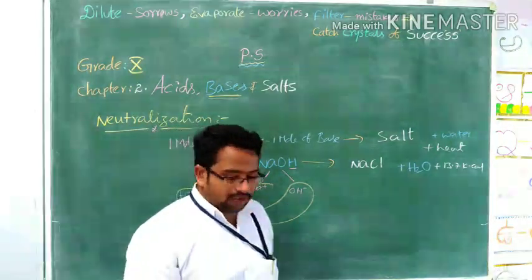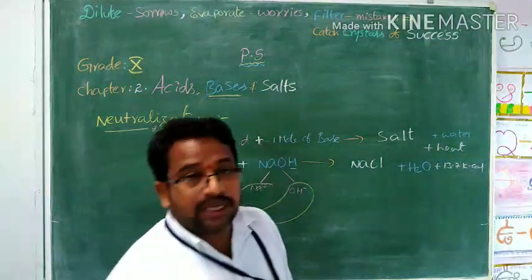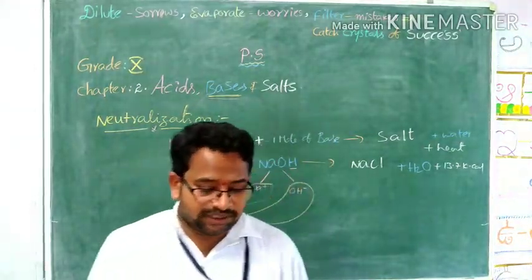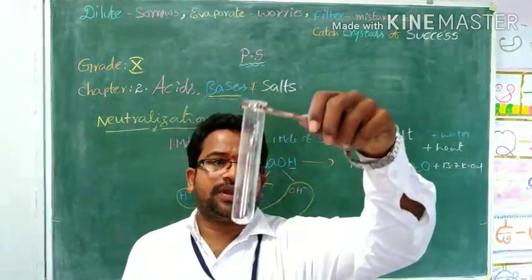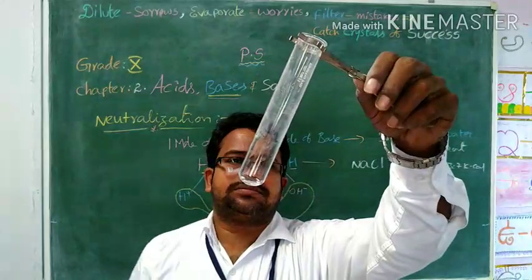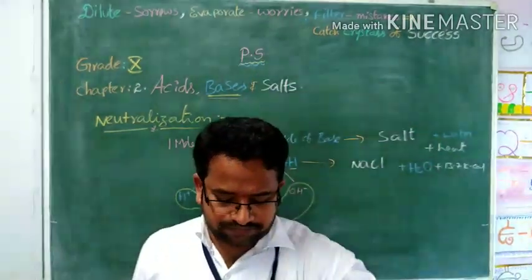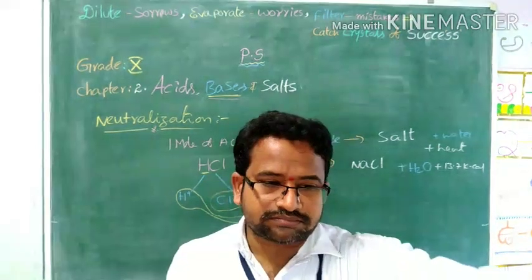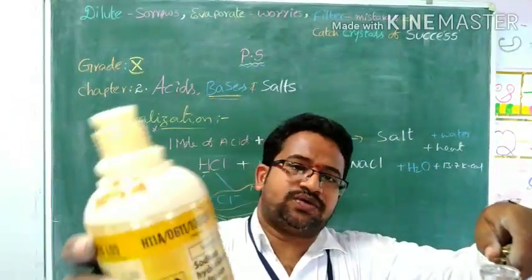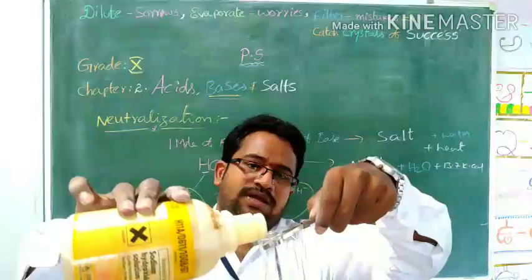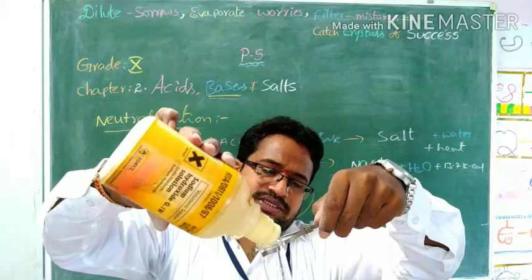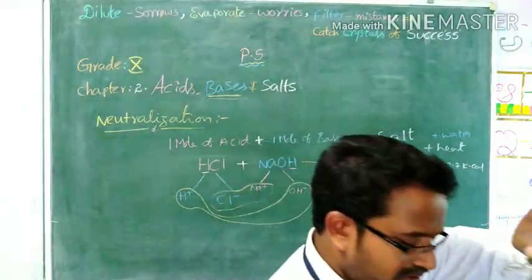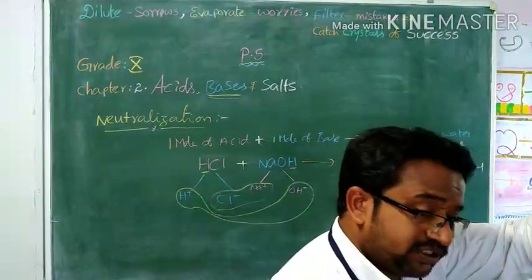Clear? Right. Now let us see an activity about this neutralization reaction. Very important. For that, the instruments first of all: one boiling tube and a holder. And I am going to take some base. What is this base? Sodium hydroxide. I am going to take some sodium hydroxide into this one. NaOH is a strong base.